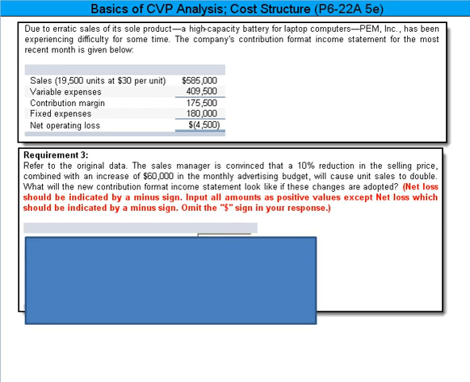Okay, next we tackle requirement 3, which appears right here on your screen. Refer to the original data. The sales manager is convinced that a 10% reduction of the selling price, combined with an increase of $60,000 in the monthly advertising budget, will cause unit sales to double. Now what will the new contribution format look like? All right, let me illustrate that.